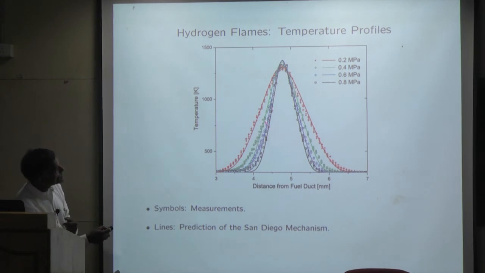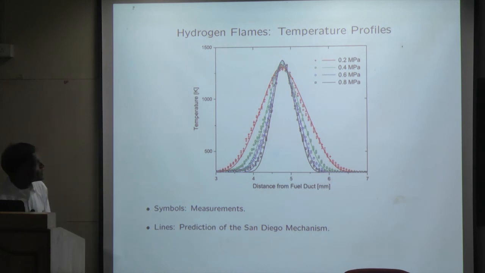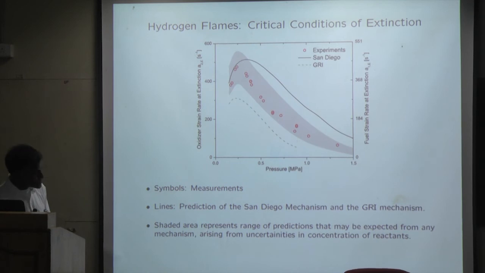And the symbols are experiments, and the lines are detailed calculation using the San Diego mechanism. You'll see that the San Diego mechanism does a pretty good job in predicting the temperature profile. Okay. So this is our critical conditions of extinction.